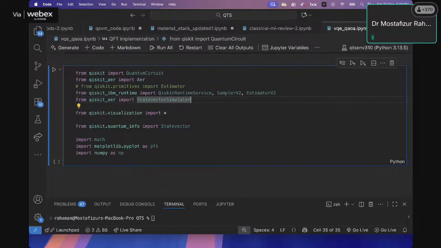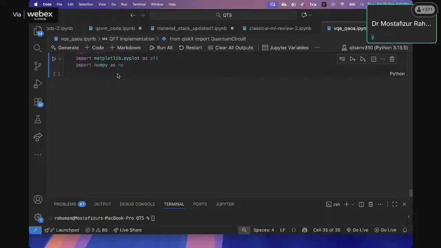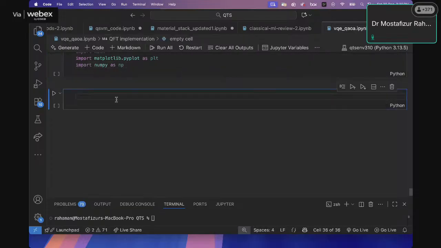I cannot always give copy paste, but for some things I will do it to save time. I don't have something to copy paste every time, so I will write the code directly. But don't worry, I'll be sharing the code after this class. That is not an issue.